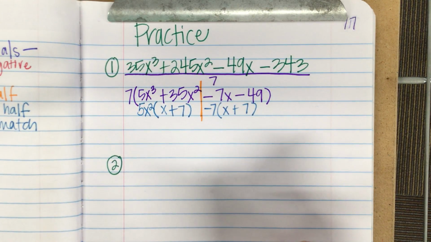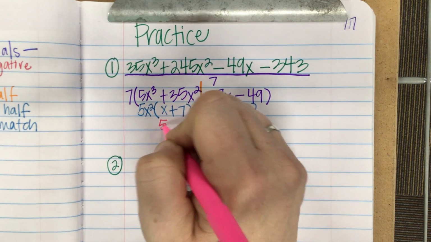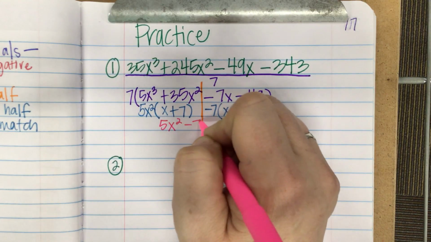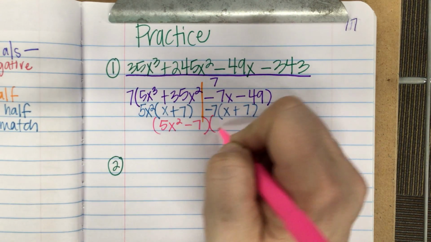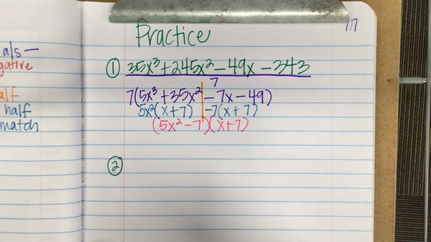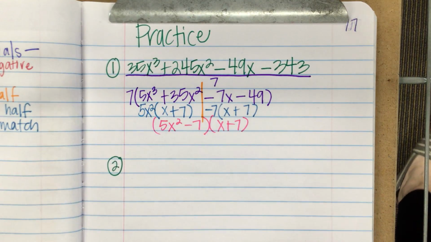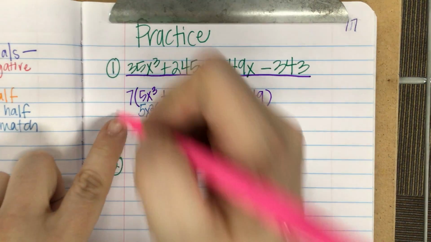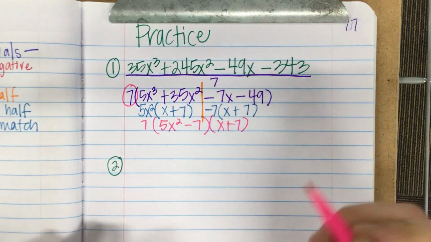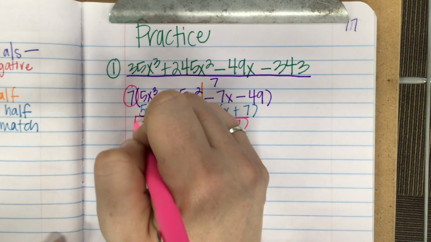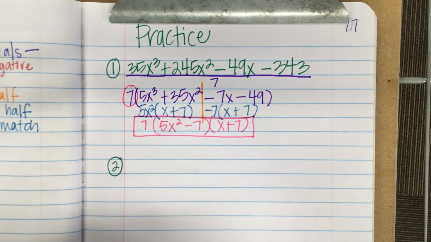What's my solution? 5x squared minus 7. Okay, 5x squared minus 7 and x plus 7. Now I'll tell you this, if you wrote that down, I'd mark it wrong. Don't forget that GCF of 7. Don't forget.